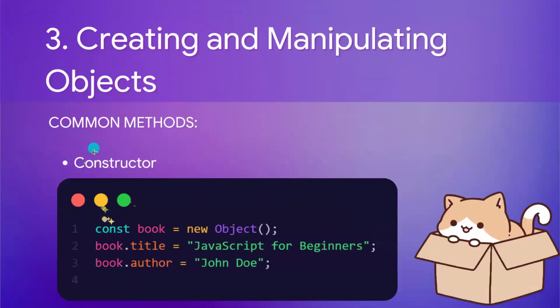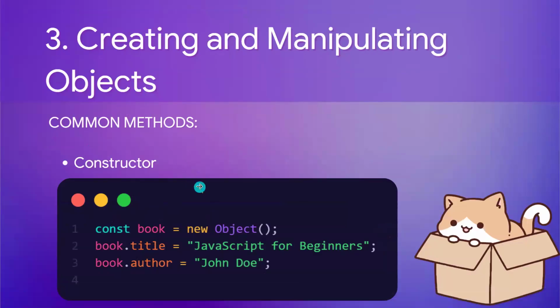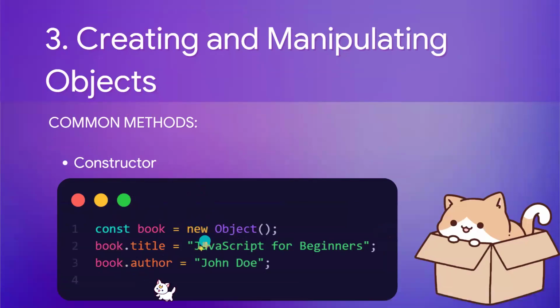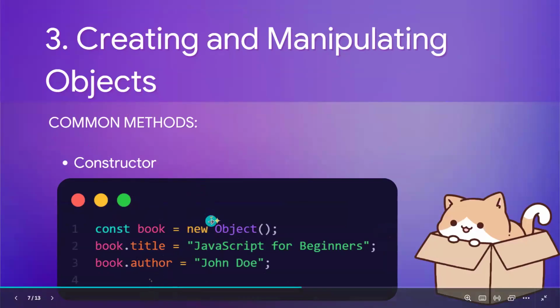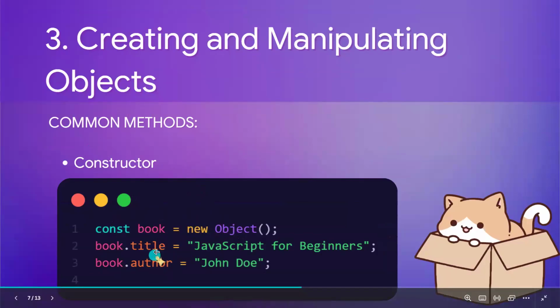The second type we have is the constructor. For example, when you want to write about a book, const book will be a new Object(). You use parentheses, and then you put the title, the author, and all of the properties that you want to put inside the object you are writing about a book. In this case, book.title is JavaScript for Beginners, and in line 3, book.author will be John Doe. This is another example.